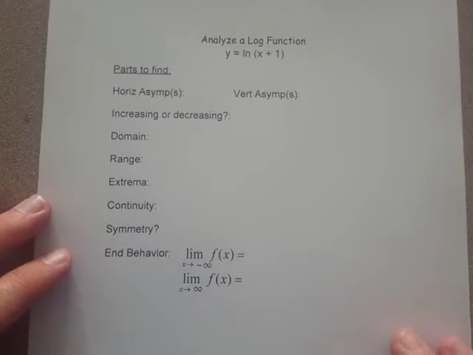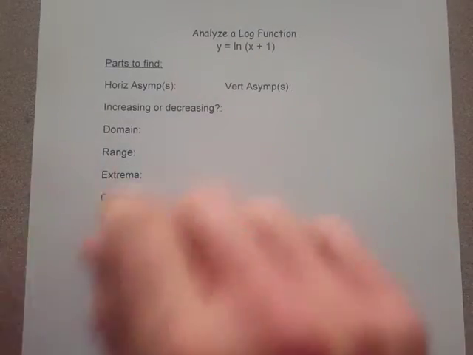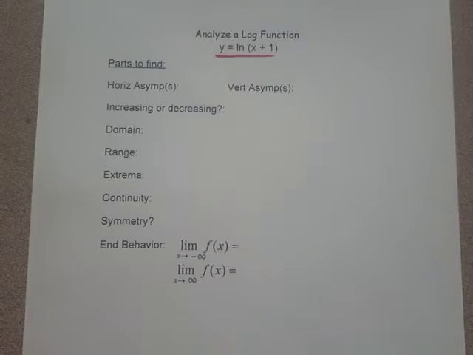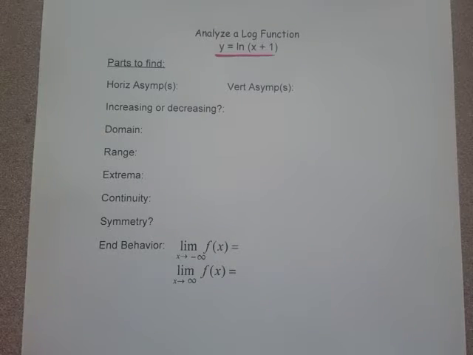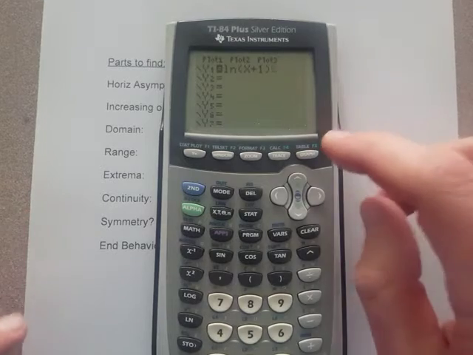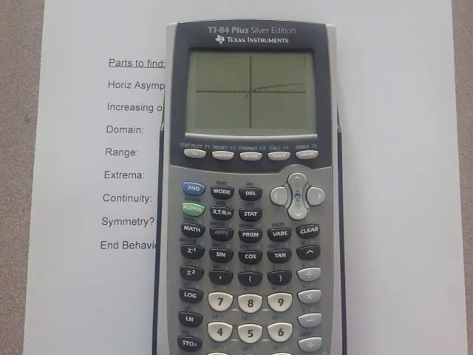Last main example in 3.3 day 2 is about analyzing a log function. And again, when I say analyzing, that means finding certain special characteristics that we have for that particular graph. Here's my function that I want to use, and this is definitely okay to just pop it in the calculator in order to see what it looks like. So, got that entered in. I'm going to go to Zoom Standard for now.